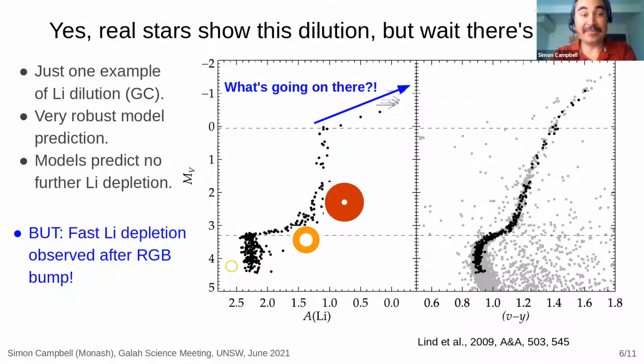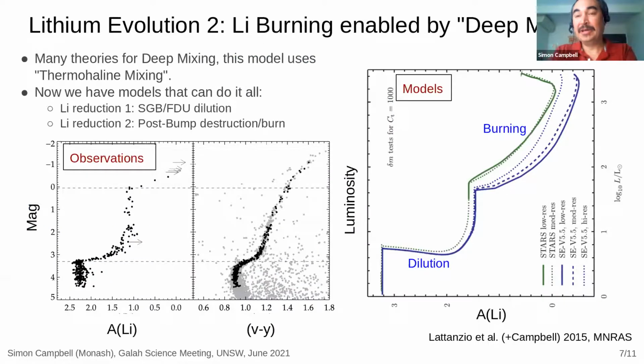There's actually another fast lithium depletion phase after the RGB bump. So the bright RGB is destroying lithium for some reason. And so modelers, theorists, try to explain this. To cut a long story short, there's lots of models out there, lots of theories about how it happens. Probably the most popular one is thermohaline mixing, and that's what's used in this plot on the right. This is from the Monash group, and there's a few different stellar codes in here.